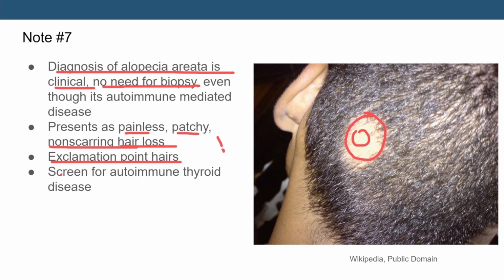You should, however, since it's an autoimmune disease, know that it's going to be associated with other autoimmune diseases, and you should screen for other autoimmune diseases such as thyroid disease. Maybe you'll order a serum TSH to screen for that.